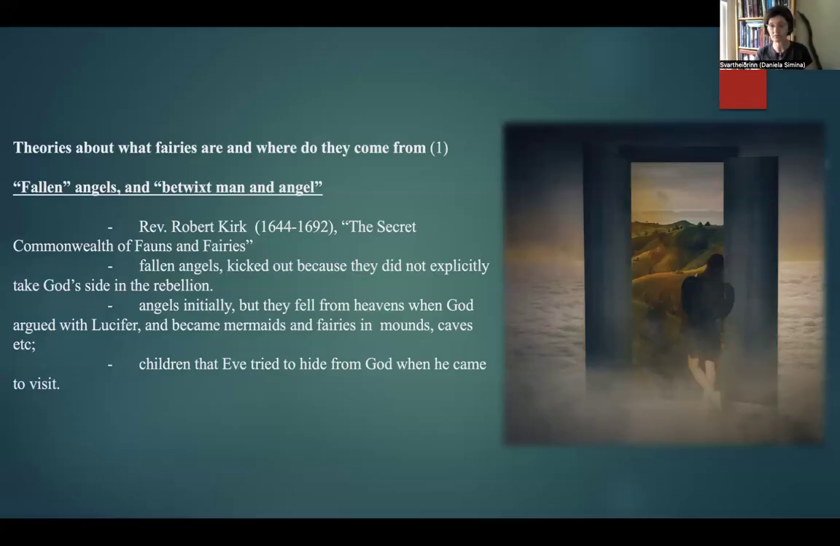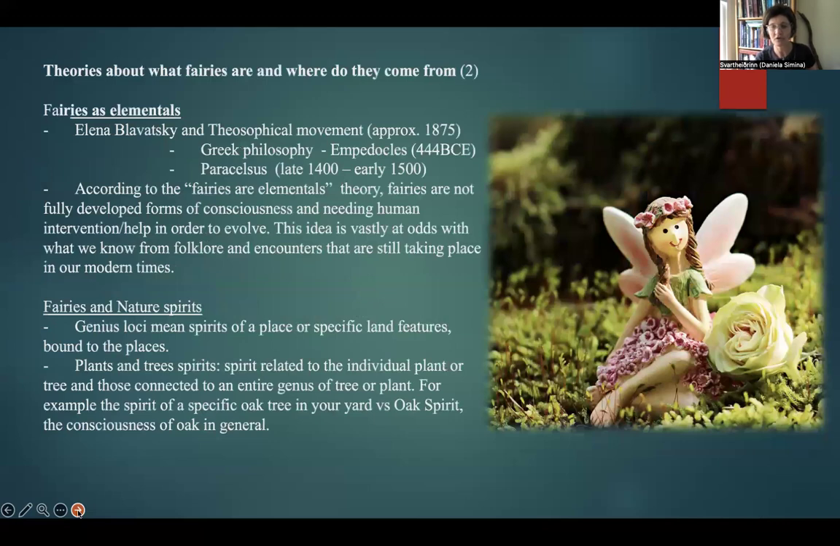In Scottish and also in Norse and Scandinavian lore and folklore, fairy beings are also the elves; the Alfar are also referred to as the Huldufolk, the hidden people. So these are the first set of stories about what fairies are and where they come from. And here we go, slide 2: what fairies are and where they come from.